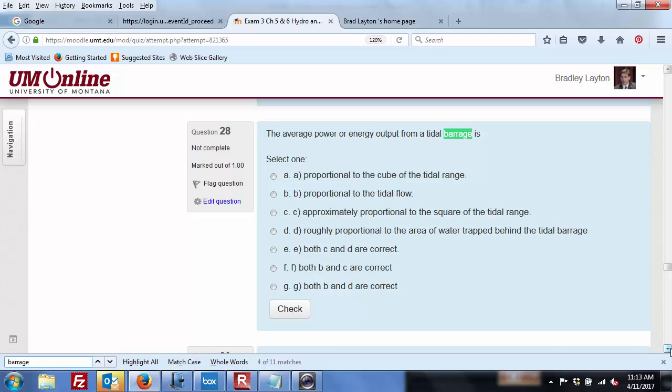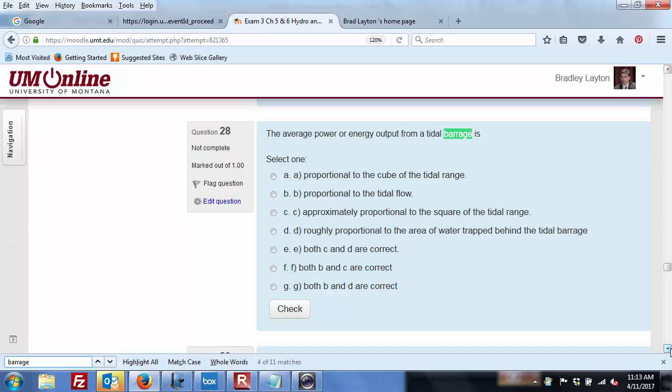Well, the tidal range is just going to be the height or the head, more or less. And that doesn't sound quite right. Proportional to tidal flow. Flow is going to be velocity, and if you cube velocity, you will have a time cubed in the denominator, so that seems likely. Approximately proportional to the square of the tidal range. Yeah, that's verbatim out of the book. Okay, super.